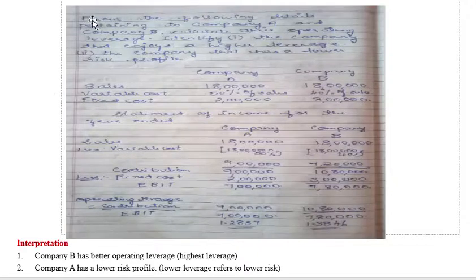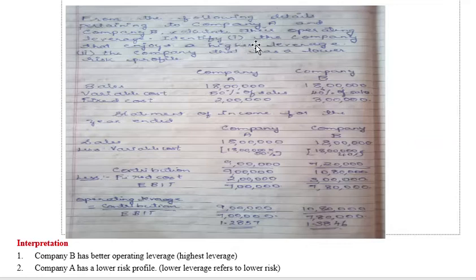I'll read the problem here. From the following details pertaining to company A and company B, calculate their operating leverage. Then identify the company that enjoys higher leverage. Second, the company that has a lower risk profile. Okay, so you have to identify here two things. One is the company that enjoys a higher leverage, then the company that has a lower risk profile.